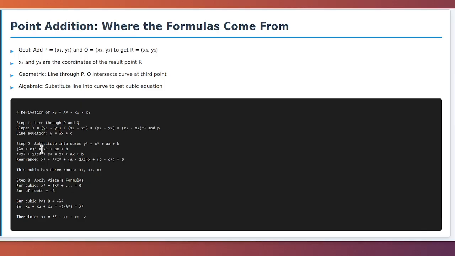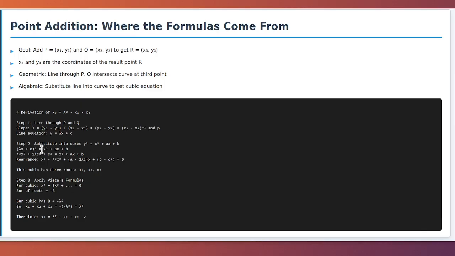Lambda equals y sub 2 minus y sub 1, divided by x sub 2 minus x sub 1. But in modular arithmetic, division means multiplying by the modular inverse. So lambda equals y sub 2 minus y sub 1, times the inverse of x sub 2 minus x sub 1, all modulo p. Now here's the crucial algebraic step. This line intersects the curve at 3 points. We already know 2 of them, P and Q. To find the third, we substitute the line equation into the curve equation.